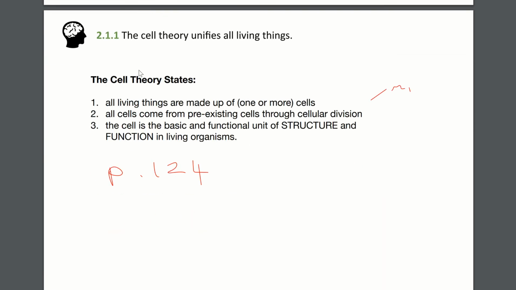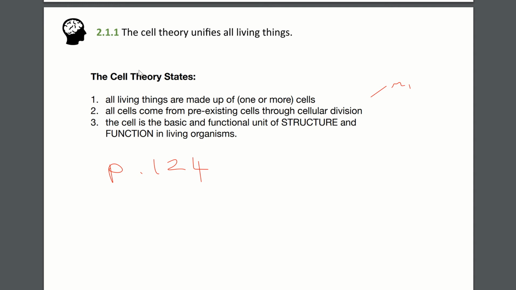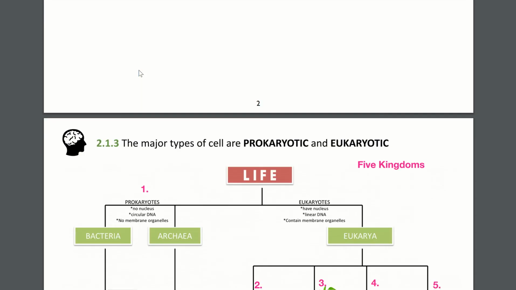Let's get it. In bio, we start almost every unit with the cell theory, which states three things. All living things are made up of one or more cells. All cells come from pre-existing cells through cellular division. The cell is the basic functional unit of structure and function in living organisms. Pretty simple stuff.